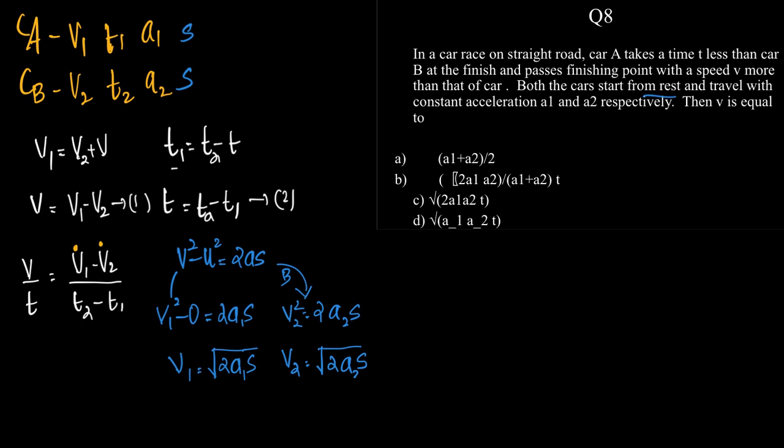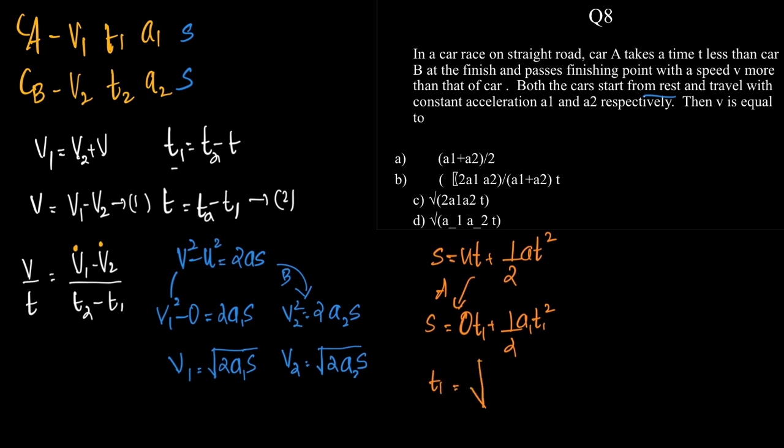Now we need t2 and t1. So how do you do that? Let us see, s is equal to ut plus half at square. For the first car A, this will be s is equal to u, which is 0, into t1 plus half into a1 t1 square, right? So what is t1 out of that? t1 will be equal to root of 2s by a1.